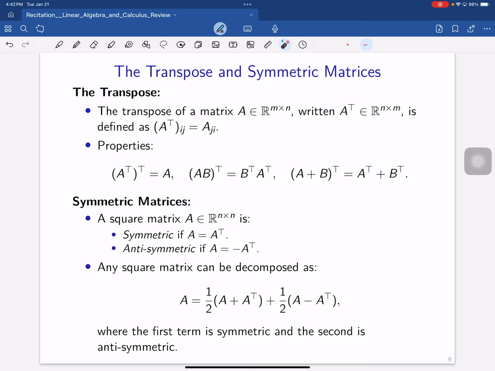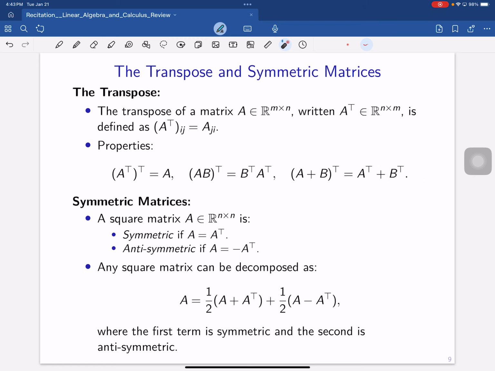And then if you want to do A times B, then transpose, then you have to do B transpose, A transpose. It is very straightforward to verify that algebraically. Okay. And similarly, if you have A plus B transpose, you take the transpose respectively and add them up, right? Those should be very easy to verify.